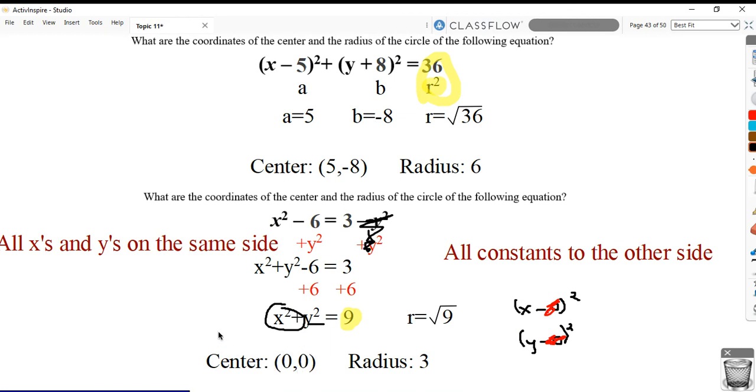All right, there are some Canvas problems that are exactly like these problems that we just did. So y'all let me know if you're having trouble. And that is all we've got for this section of notes.